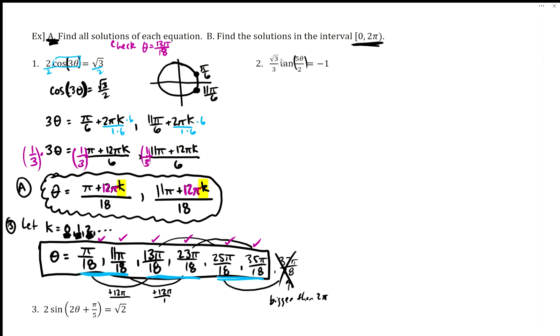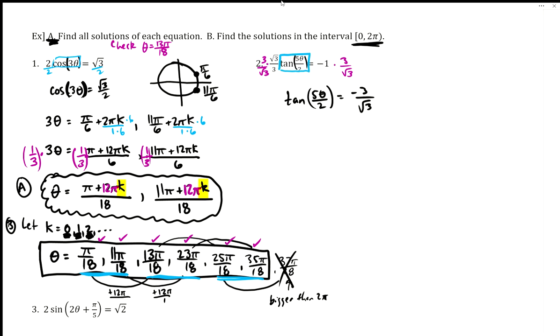trig function. So we want this all by itself, which means on this problem we should multiply each side by 3 over square root of 3. We're just multiplying by a reciprocal, and that would give us the trig function by itself: tangent of 5 theta over 2 equals negative 3 over square root of 3.